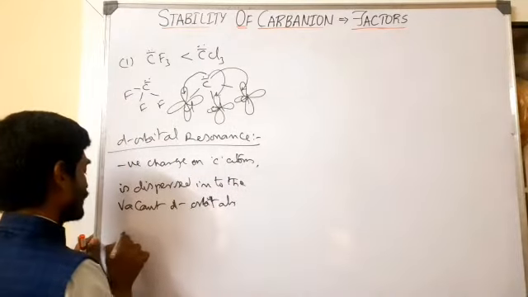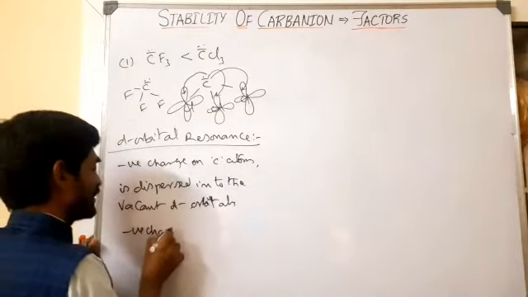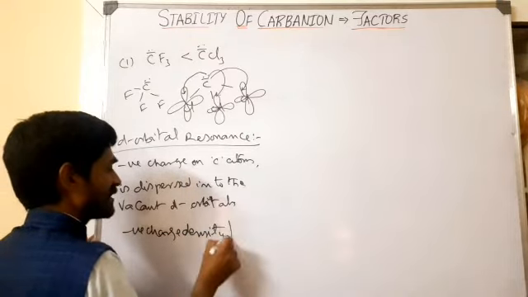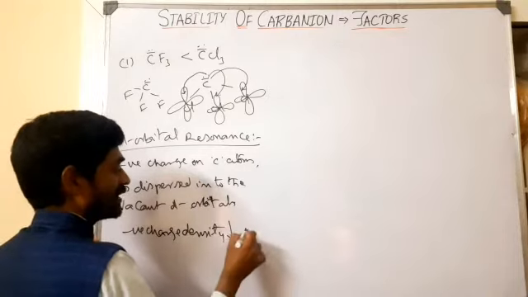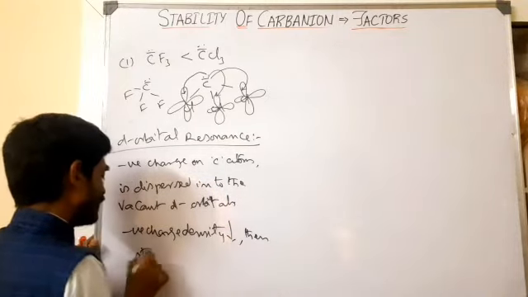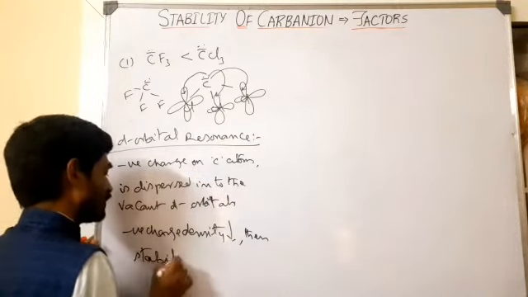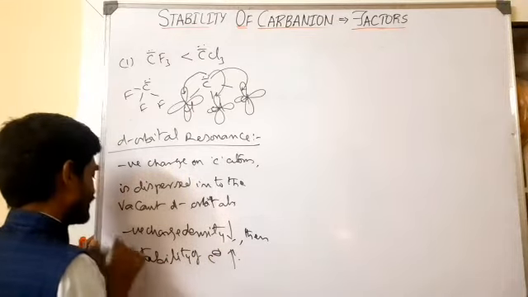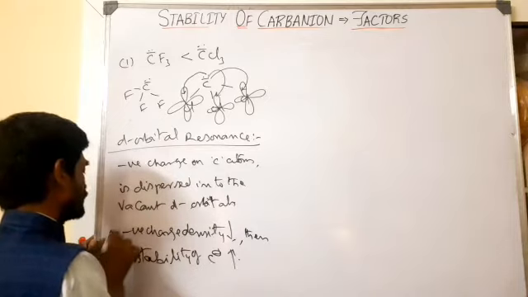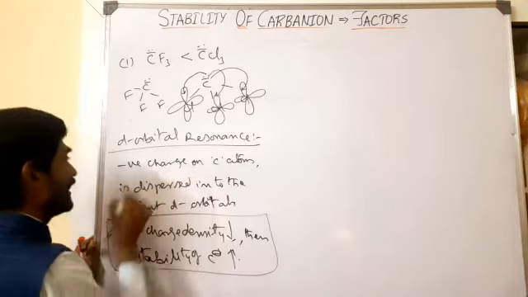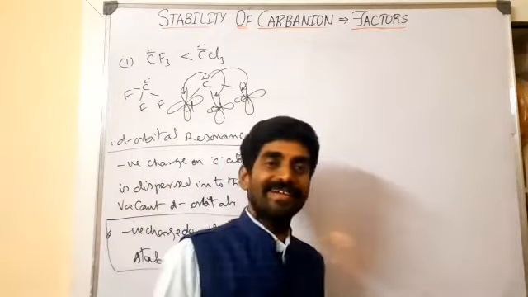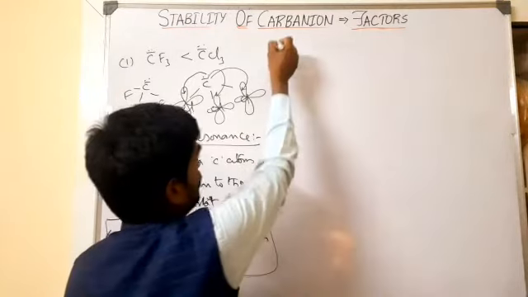If negative charge density decreases, the stability of carbanion increases. Is it clear? Okay, so you have to keep this point in mind, and this is the main reason. Is it clear? Next, let's move to another example.